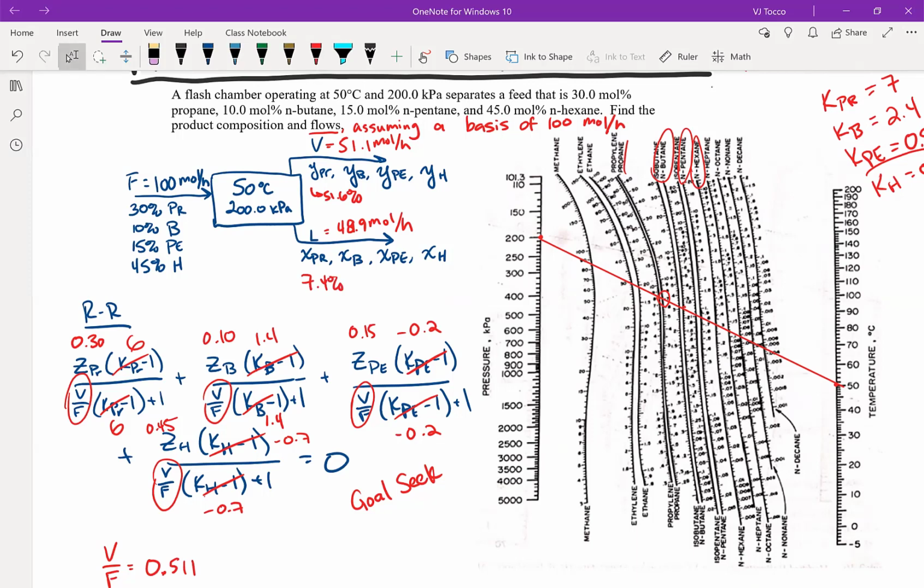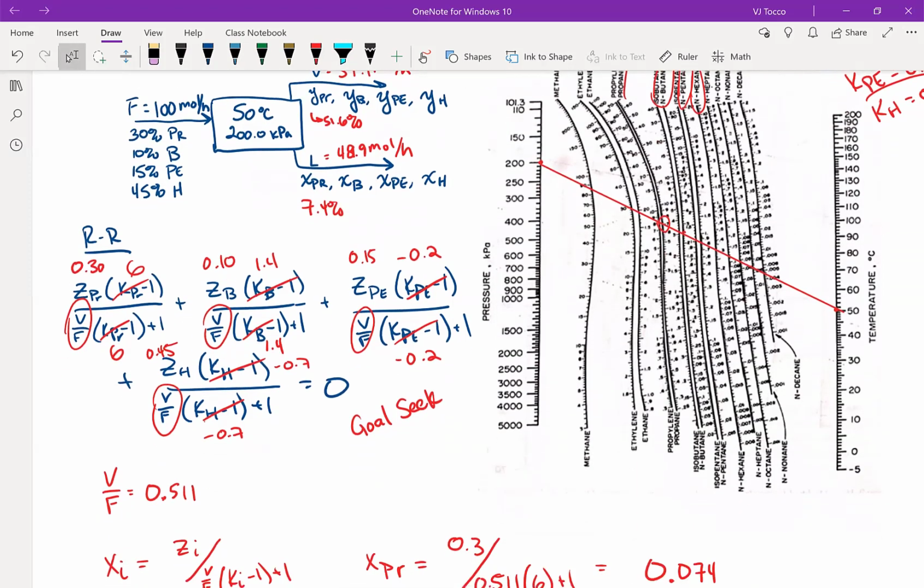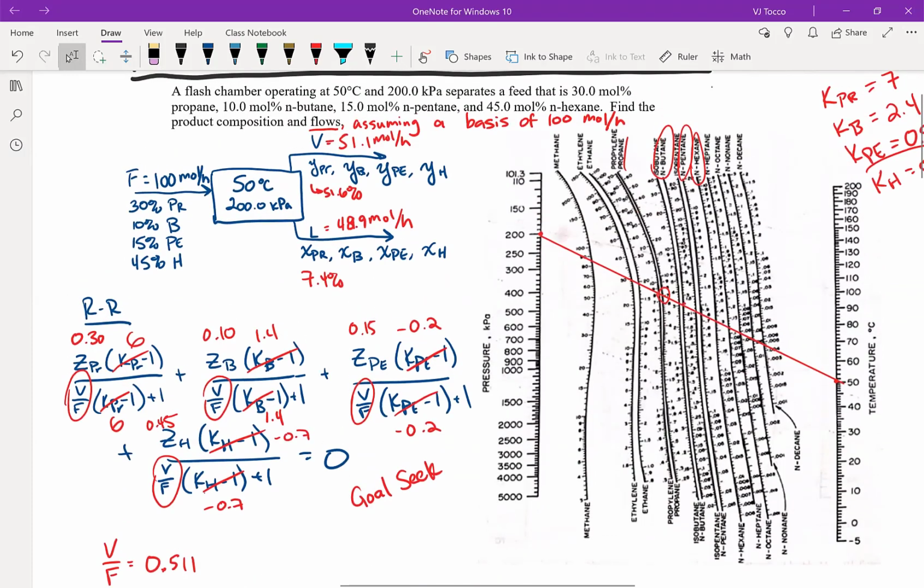And you could do that similar calculation for each of the other three components. I won't bore you with the details and show you how to do all of those. The one last thing that I'll mention is that the fractions or the percentages should all sum up to 1, but they probably won't be exactly 1. And that is because, again, you have some error when you're reading this DePriester chart and in the precision level that you can get your K values.